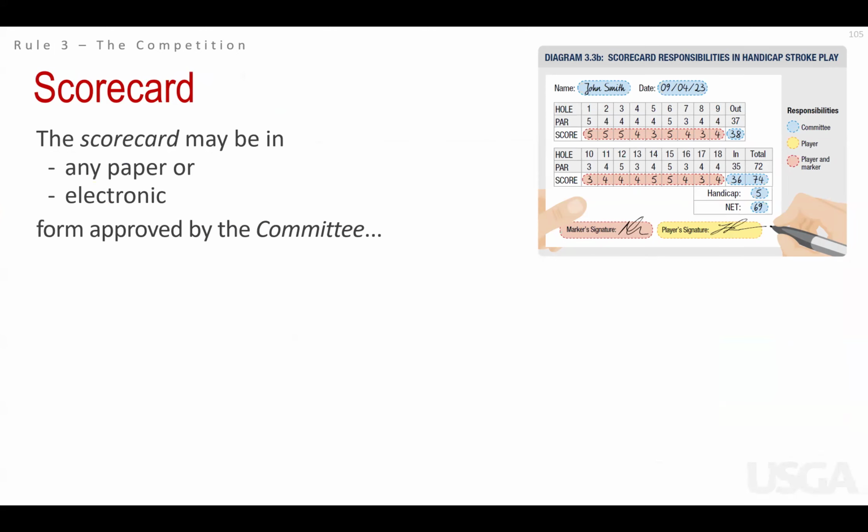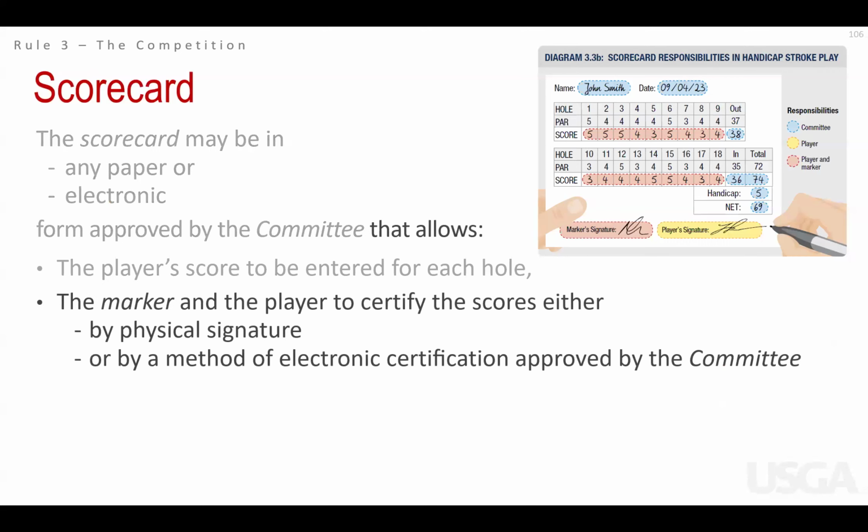A scorecard can be in any form, paper, electronic, whatever we might have that's approved by the committee. If anyone's played any CGA events over the last 5 or so years, you know that we've gone to electronic scorecards for our CGA events. As long as that form of scorecard allows scores to be entered for each hole and allows for a marker and a player to certify those scores either by a physical signature or some method of electronic certification.